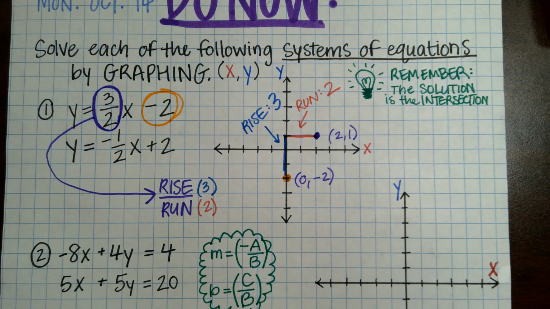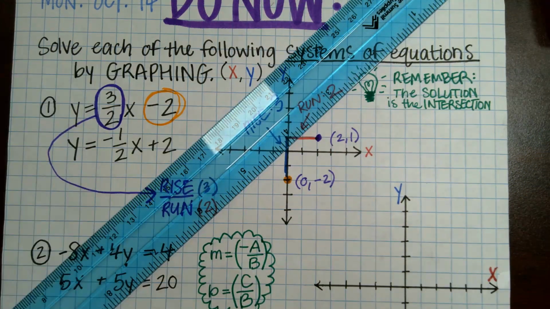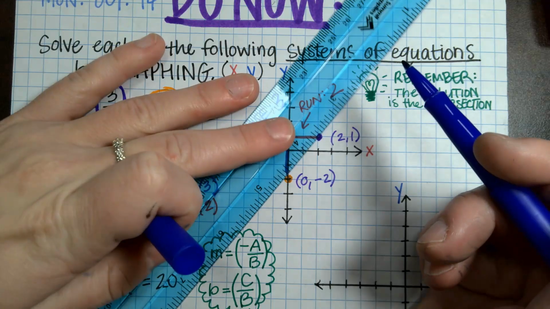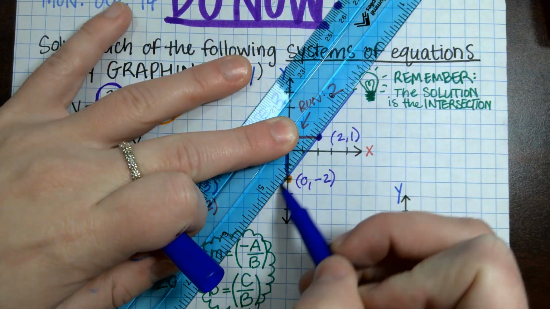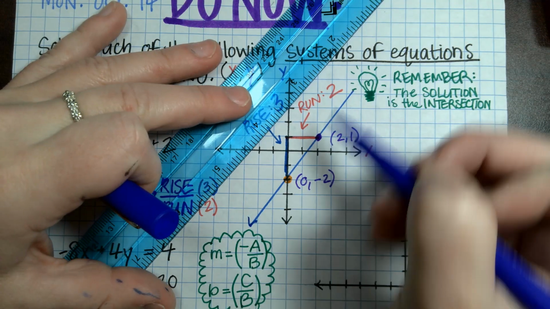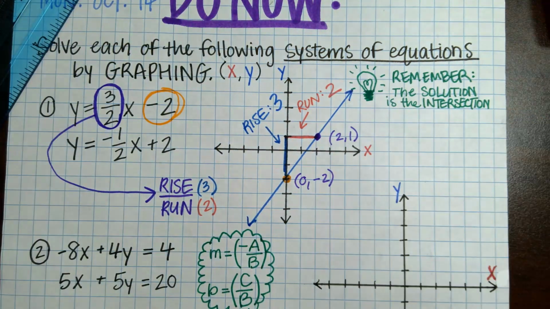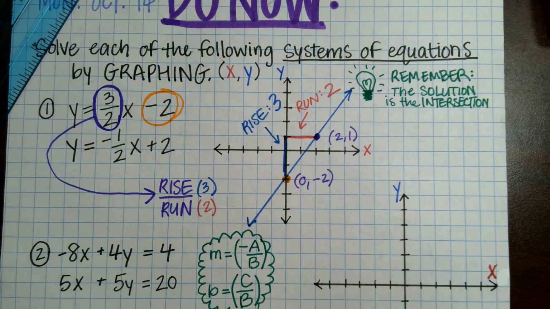Okay, any questions so far? Is everybody following up to this point? Good deal. All right, what's our last step here? Draw a line. Okay, so let's go ahead and draw the line for our first equation. Perfect. All right, are we done? Nope. We got another equation, don't we?